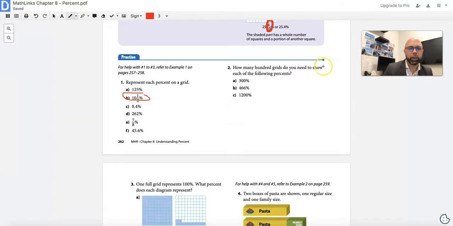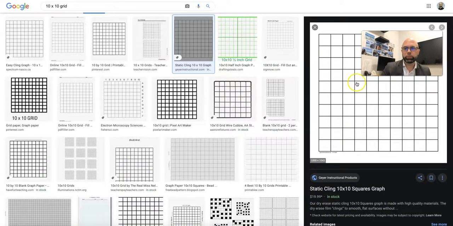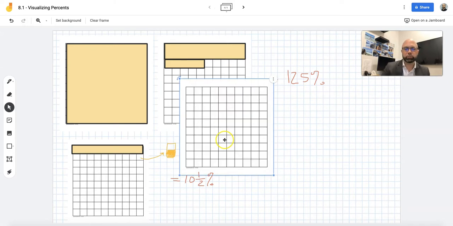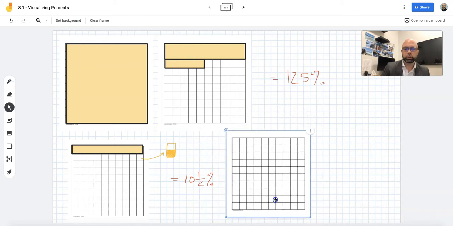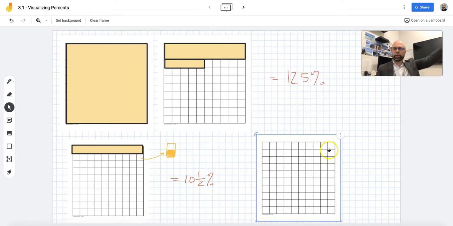Okay. And one more. So this one is just a fractional percent. 0.4%. So one more time, let's grab one of these guys and copy it in here. Gotta resize it just a little bit. And how are we going to do 0.4%? Well, we don't even have a single whole, so it's going to be less than 1%. And so I'm going to do something very similar to what I did here.